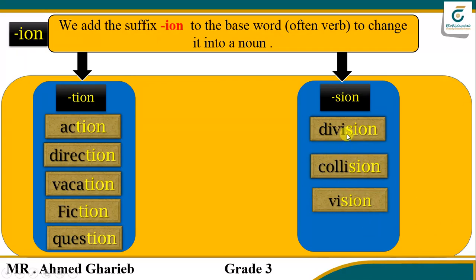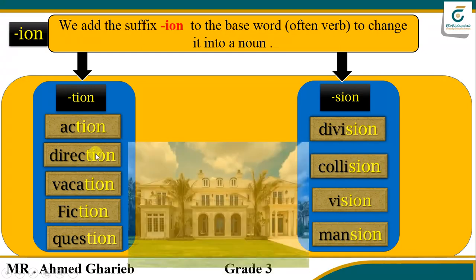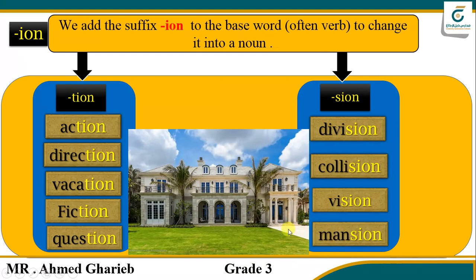Be careful, sion making the sound zhn. Division, collision, vision. Why? Because they come after i, a vowel. Okay? What about this one? Mansion, shin, not zhn, it's shin, like this one. Mansion means a big house that's so expensive. It's like a palace.